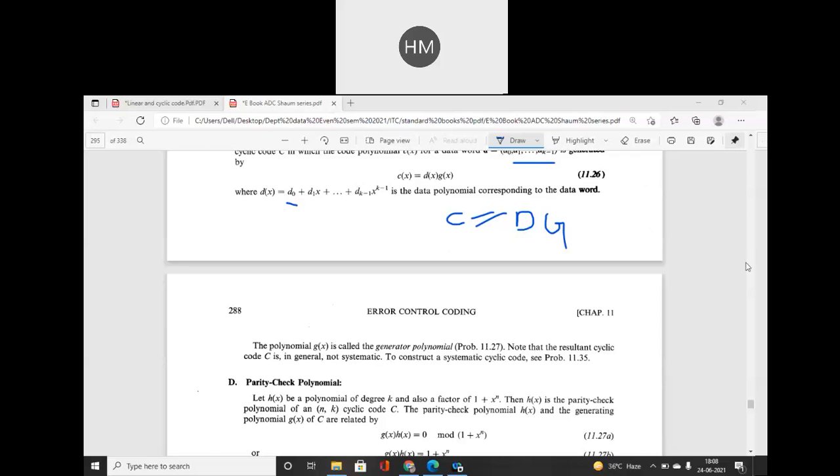ओके इट्स क्लियर. ठीक है, तो डेटा पॉलिनोमियल लिख लिया सबने. Now the polynomial g of x is the generator polynomial. ठीक है, and the resultant cyclic code c is in general not systematic. ठीक है, the polynomial generated code polynomial will never be systematic. Okay, and there is a different way to produce a systematic cyclic code.